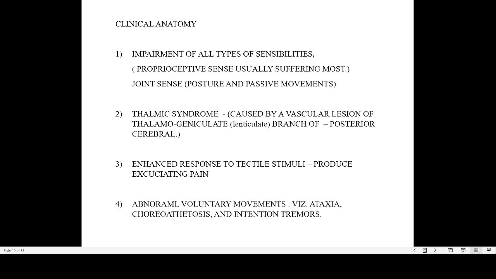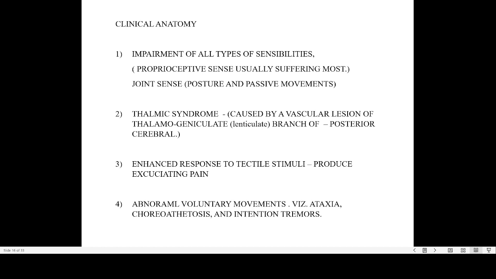What is the clinical anatomy? The clinical anatomy is the impairment of all types of sensibilities, meaning sensations are not properly identified. The proprioceptive sense usually suffers the most, especially the joint sense, that is posture and passive movements. Then also the thalamic syndrome. Thalamic syndrome is caused by a vascular lesion of the thalamogeniculate artery, a branch of the posterior cerebral artery.